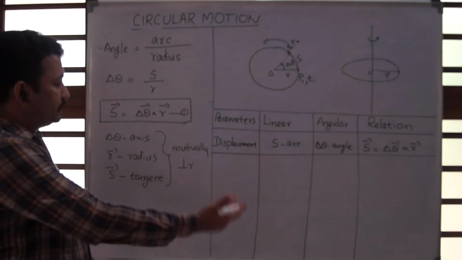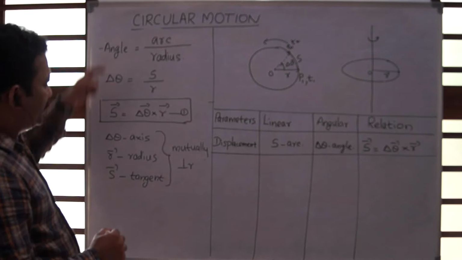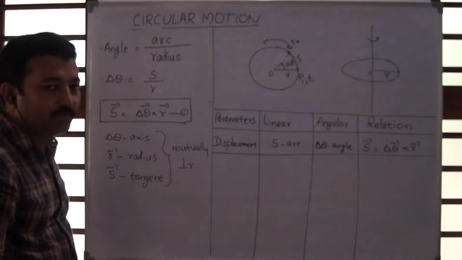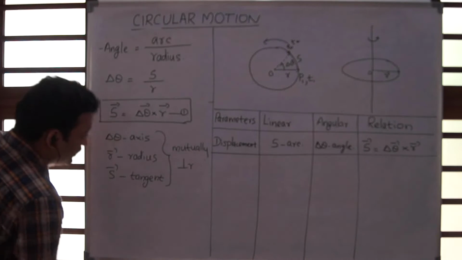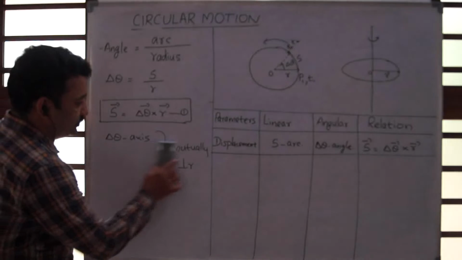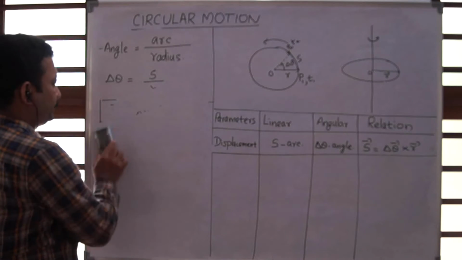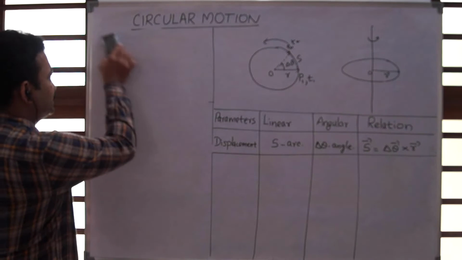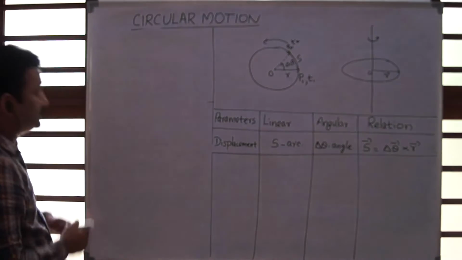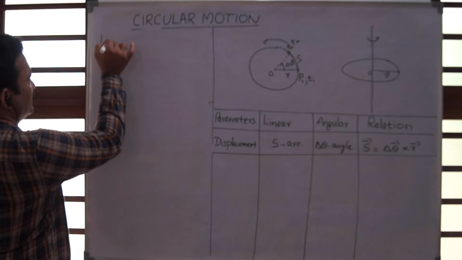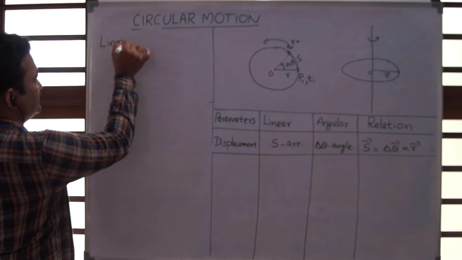Now we are into the next concept. When we have studied the displacement, obviously our problem is to find out what? Velocity, the concept of velocity. So the velocity has got two aspects as we already know. One is the linear velocity.